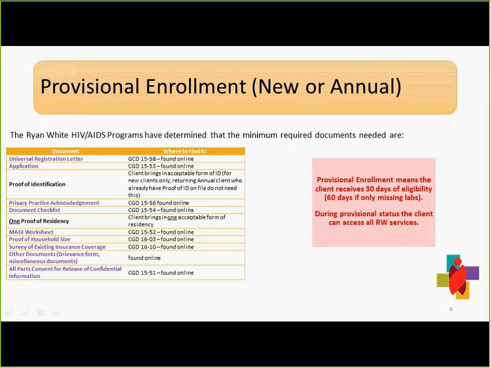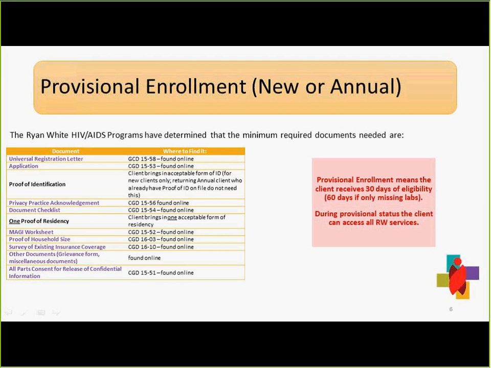The registration letter is still required and is found online. The application is required and can also be found online. This is not something the client brings in. The eligibility specialist verbally reviews the application with the client to obtain the necessary information. We do ask for proof of identification for brand new clients only. Ongoing clients do not have to provide this.